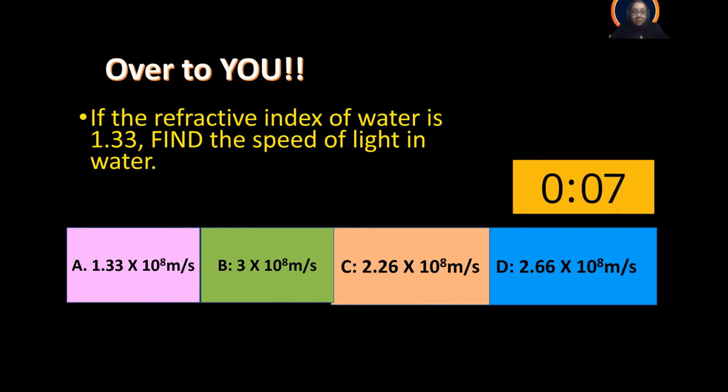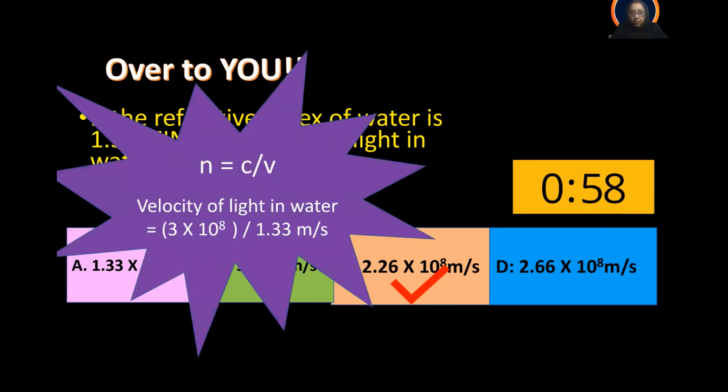So I'm sure that you have answered it correctly. The correct answer is 2.26 times 10 to the power 8 meter per second. And we'll use the same formula that we just used. What is refractive index? Refractive index is the speed of light in vacuum divided by the speed of light in the particular medium. And here the medium is water, right? So if we calculate 3 times 10 to the power 8 divided by 1.33, the value comes out to be 2.26 times 10 to the power 8 meter per second. So students, awesome. Well done.